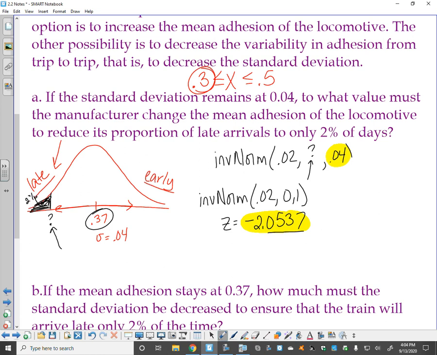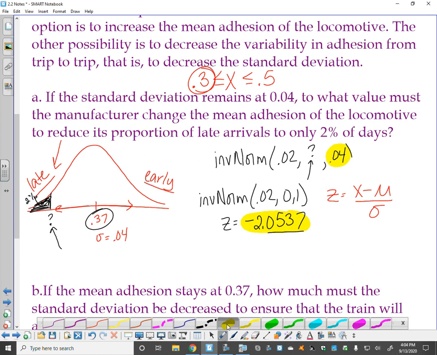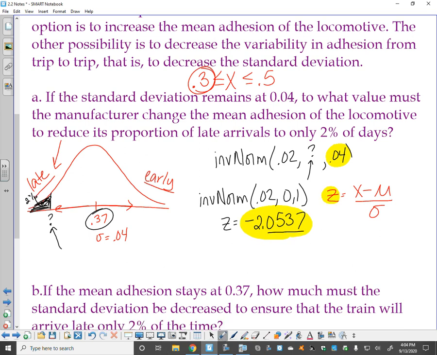So the formula that relates z-score and mean and standard deviation is the formula for z-score. Remember? This is on your formula sheet, but it's in words. Now, I know my z-score. I just found him. I know my standard deviation because they told me that wasn't going to change. I am looking for my mean. That's what they have asked me for.